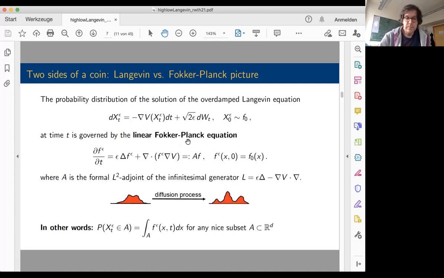Okay. So the simple relation between these two is, I've written it again here. If you ask what is the probability that the process at time t is in some set A, then I can, of course, characterize or equally determine this probability by integrating my density at time t over the set A.